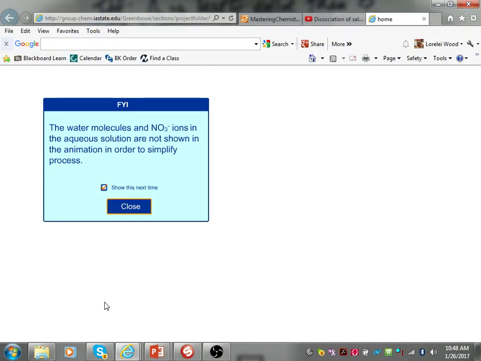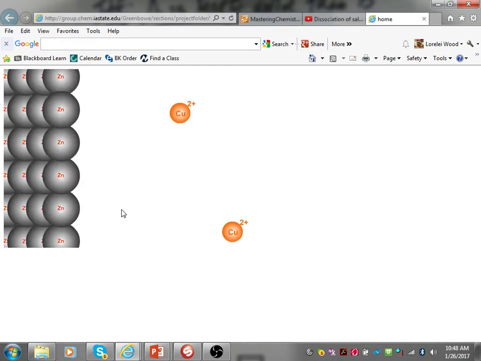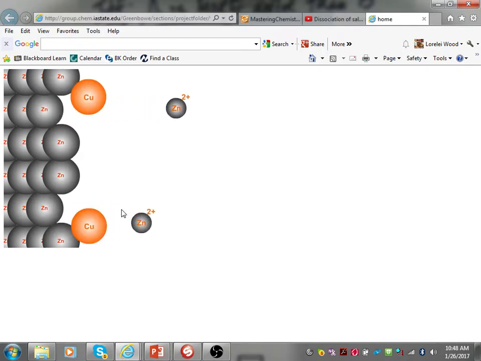All right. So the water molecules and the NO3 ions are left out, right? So they're just showing you the copper ions and the zinc metal as they approach each other. And this is the crucial part of redox. All right, copper ions are floating up. They have a +2 charge. That means they are missing 2 electrons. What happens when those copper ions that are missing 2 electrons hit the zinc? Zinc does what? Gives them each 2 electrons, right?